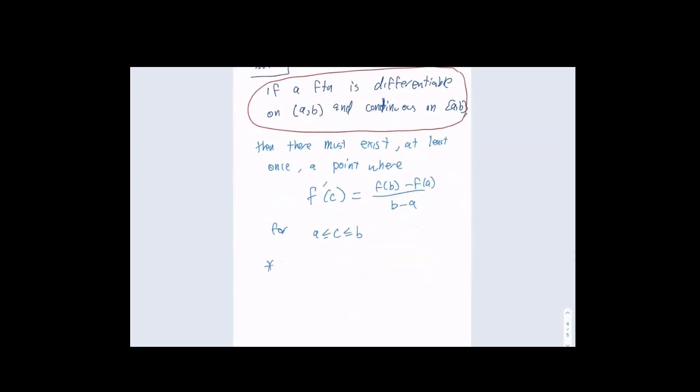In layman's terms, the average rate of change must equal an instantaneous rate of change at least once.